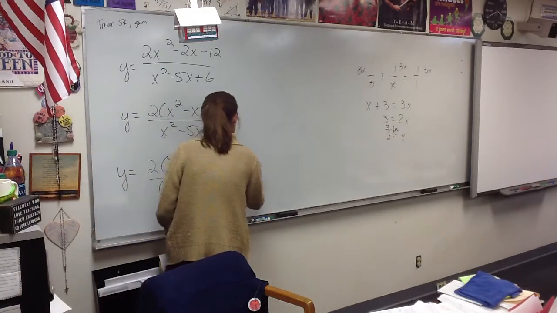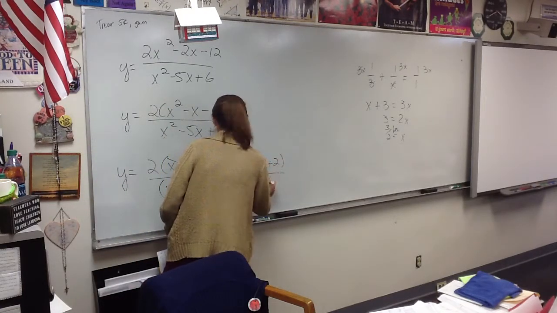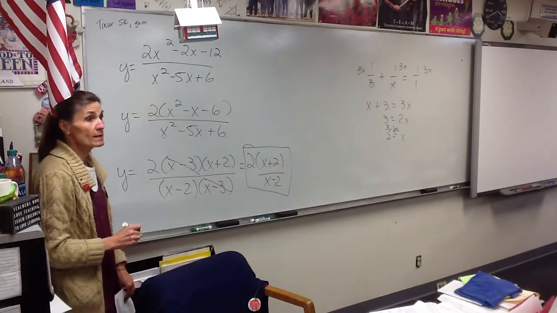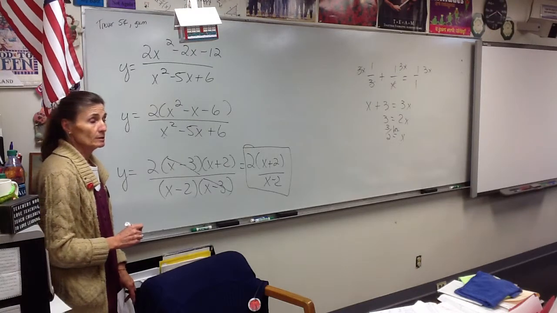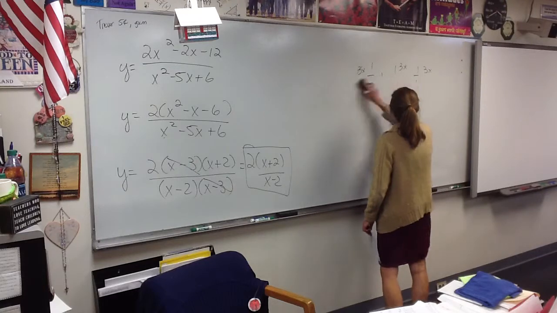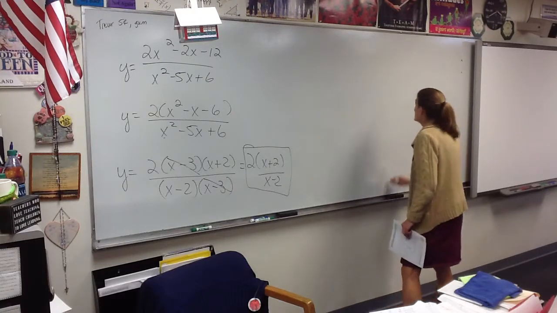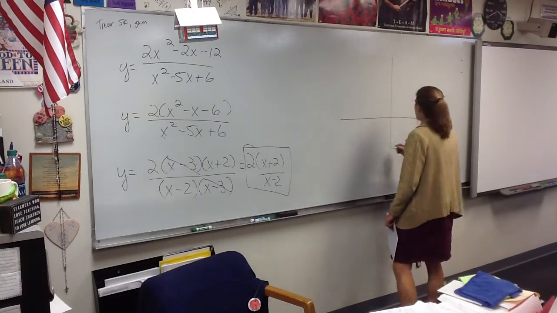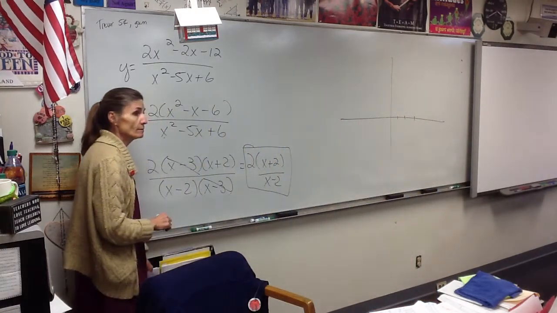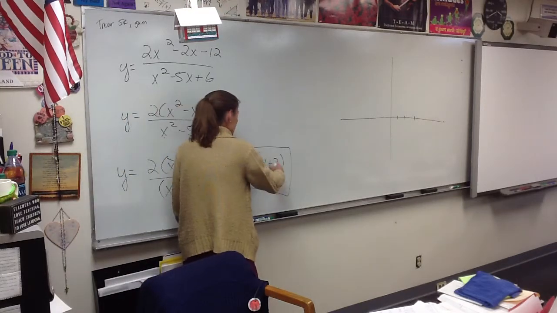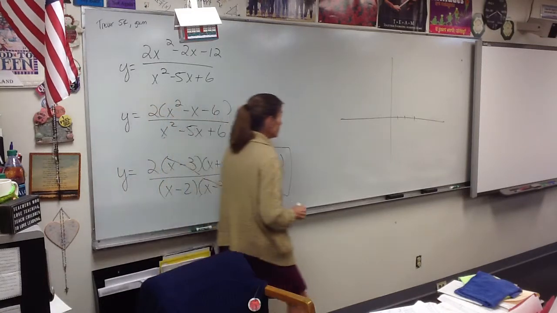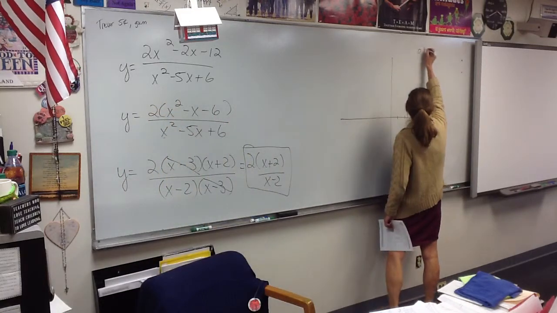Well, we got a cancellation. So this is what you're going to be actually sketching. But because we had a cancellation, we know we're going to have a hole. So let's take care of that before we forget. The hole will be where x is 3. So I'm going to plug 3 in here. And what do I get? 2 times 5, I get 10. So I have a hole at (3, 10).